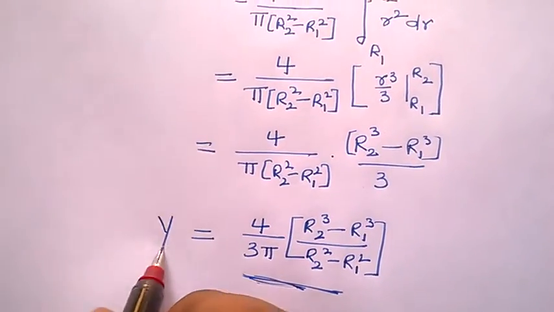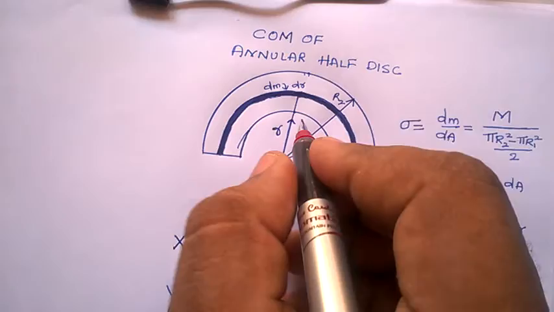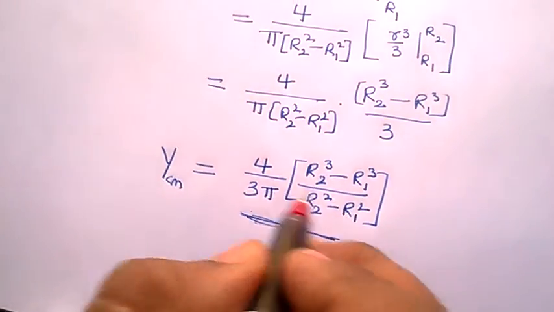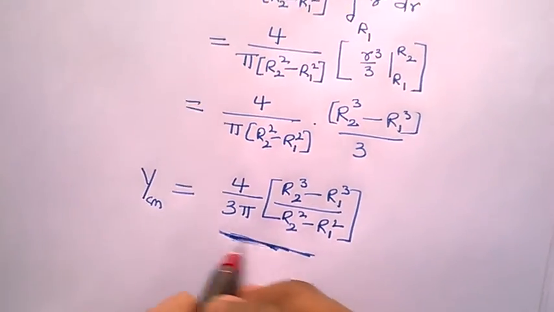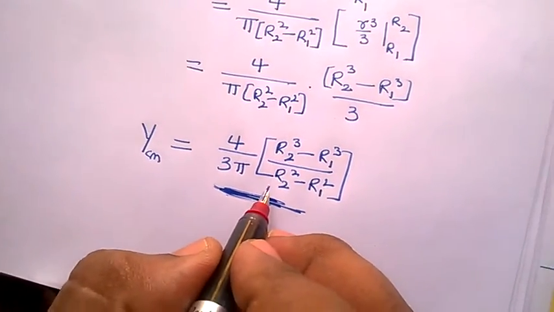So this is ycm, which means the center of mass lies at a distance of R2 cube minus R1 cube by R2 square minus R1 square into 4 by 3 pi. So this is the y coordinate of the center of mass, which is at a height from the origin.